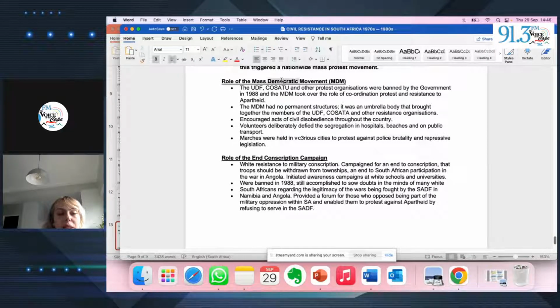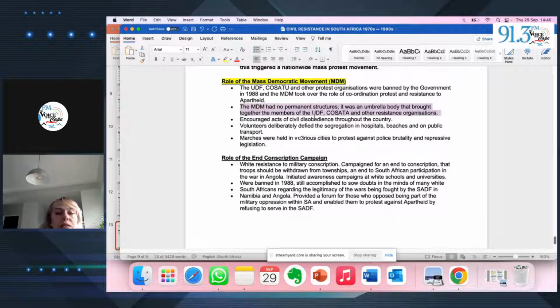Okay, and then the Mass Democratic Movement. So the UDF, COSATU, and other protest organizations were banned by the government in 1988. And then the MDM just took over the role of coordinating the resistance to apartheid. So the MDM had no permanent structures. It was an umbrella body that brought together the members of the UDF, COSATU, and other resistance organizations.